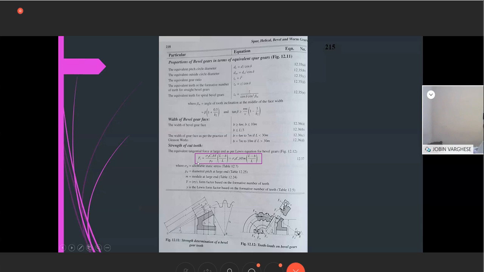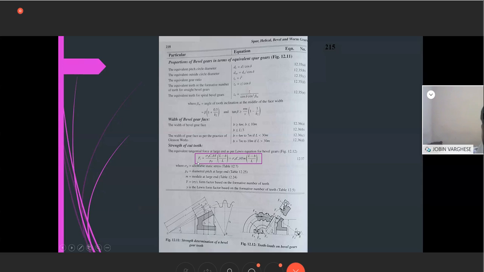Sigma D CV Y Z into square root of Z1 square plus Z2. In fact, this equation is not given in the data book, and I have shown how this equation is obtained. So this is available in the data book. That is 12.37, page 280.